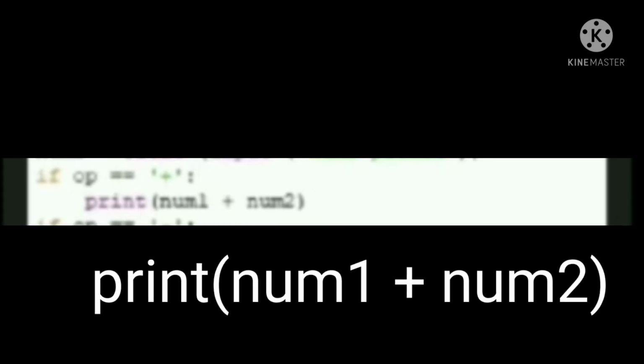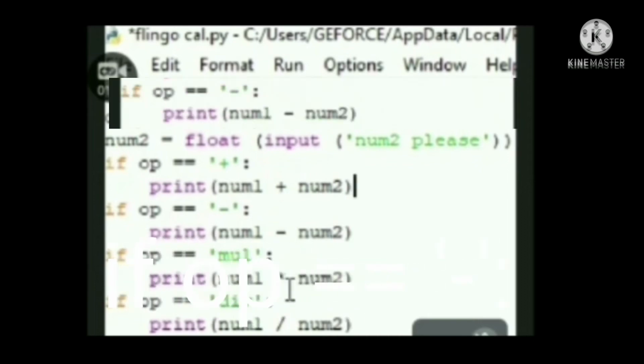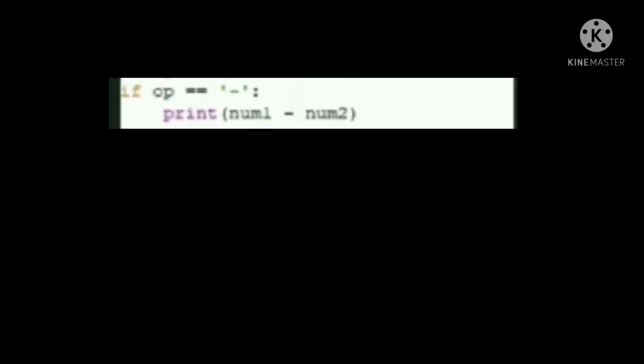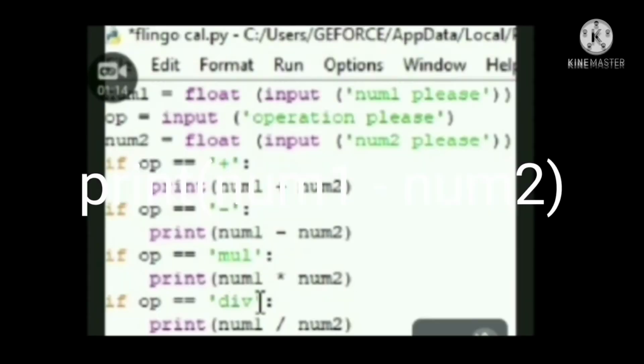Let's add. To add a number, we will code: if op equal to... op is the variable we made for operator. Equal to plus, which is the addition sign. Then print num1 plus num2. Subtraction. If op equal to minus, then print num1 minus num2.